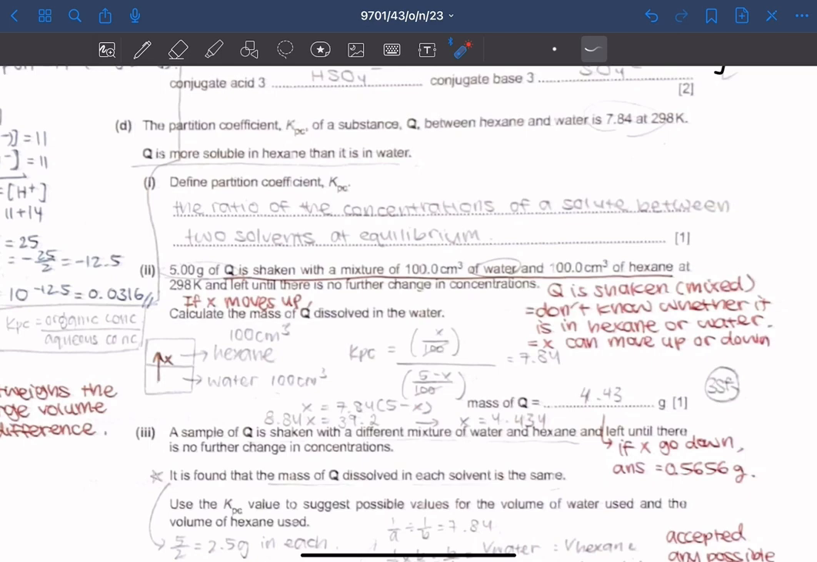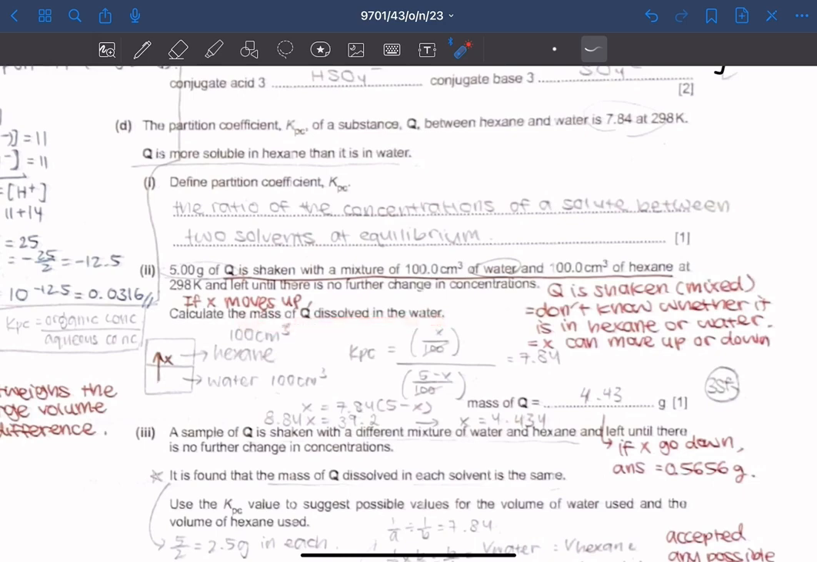So to understand this, there's actually going to be a container containing hexane and water, which are 2 immiscible liquids, and then Q is going to be placed, and Q would either move up or move down. And in the question it says, after Q is shaken with the mixture of water and hexane, it is left until there is no further change in concentrations. So Q will go up or go down until equilibrium is reached. So calculate the mass of Q dissolved in the water.